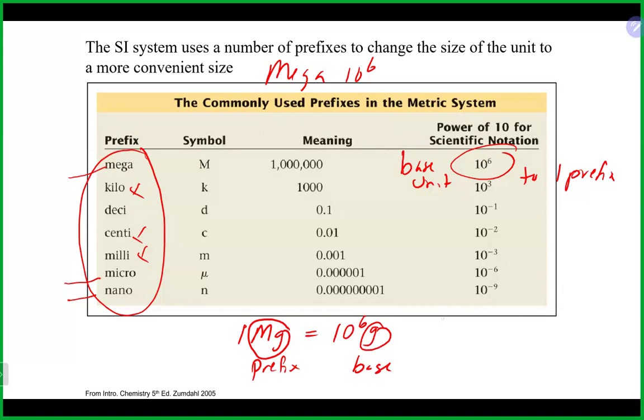Same thing if we had centi, 10 to the minus 2. That means in one of the prefix units, like 1 centimeter, there is 10 to the minus 2 meters. So again, people always want to kind of do it the opposite way and go, again, something like 10 to the minus 2 centimeters is 1 meter, and kind of do it backwards. And you don't want to do that.